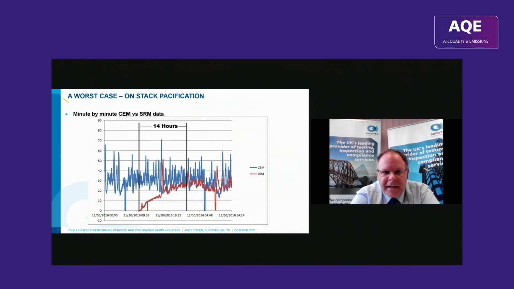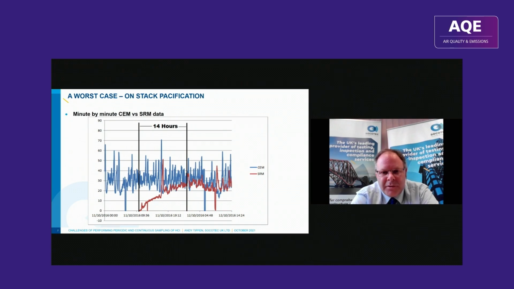Once the test house comes on site and installs their system into the stack, you can see the red line is the results from the portable system. Now that system hasn't been passivated for HCl before this test has started. And you can see it's taken, I would say, around 14 hours from the moment the sampling was started before the mobile analyzer, the unpassivated system, started to agree with the CEM system. So we can see there that there does seem to be a very long passivation time.